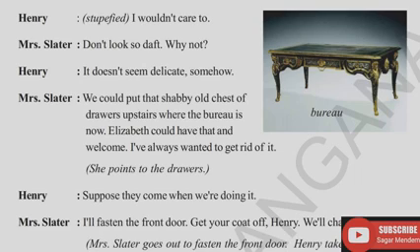Henry, I would not care to. Do not look so daft. Why not? It doesn't seem delicate somehow. We could put that shabby old chest of drawers upstairs where the bureau is now. Elizabeth could have that and welcome. I have always wanted to get rid of it. Suppose they come when we are doing it. I will fasten the front door. Get your coat off, Henry. We will change it. Henry takes his coat off, Mrs. Slipper reappears.